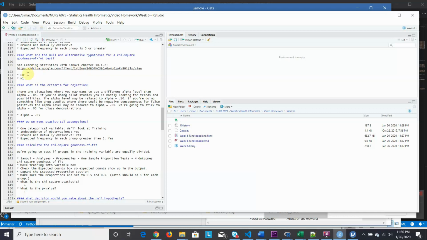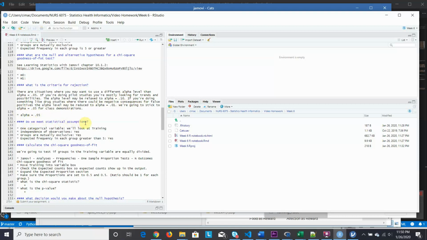So what is the criteria of rejection? I give you a couple examples here: you don't always have to use alpha 0.05. Sometimes you might be doing a pilot test or looking for trends, some exploratory analysis. You might relax that and use an alpha of 0.1. Maybe you're doing something like a drug study, and there could be some very significant consequences for having false positives. And so you might be a little more strict and choose an alpha of 0.01. So we're going to go ahead and stick with alpha 0.05 for these assignments. So that's what we're going to use.